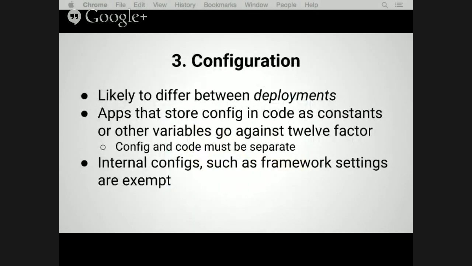The next one is configuration. Configuration is something that's likely to differ between deployments. As such, it should not be in the version control system. There are several ways that they recommend getting around that. But in a 12-factor app, there is strict separation between code and configuration. And configuration for things like the frameworks or routings is actually exempt because it's required for the actual application to run.